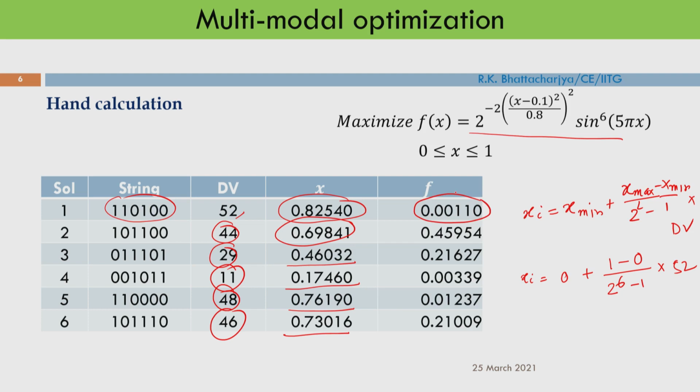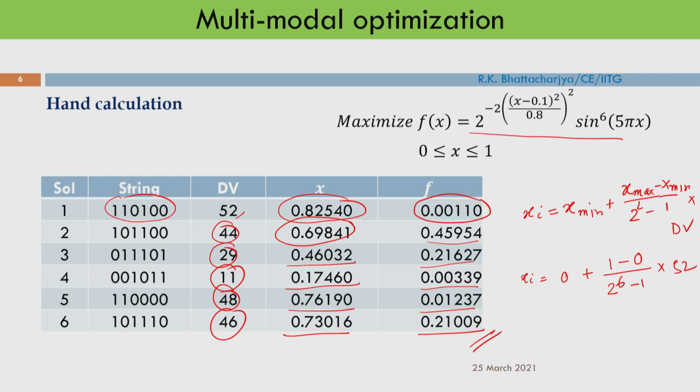Now, if I calculate the fitness function, that is your f value. So, this is a maximization problem. For the first solution the fitness value is 0.00110, for the second one 0.45945, third one 0.21, then fourth one 0.00339, and this is 0.01237, and for the last one this is 0.21009. Okay. So, I am getting that one.